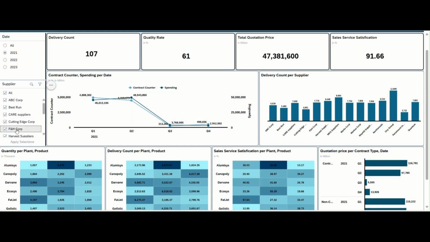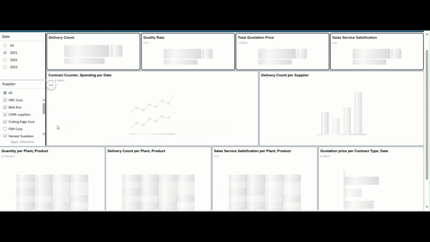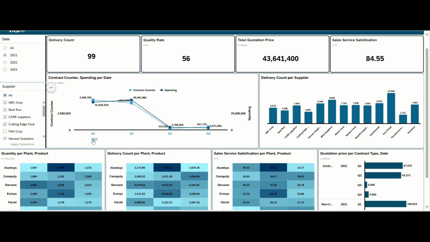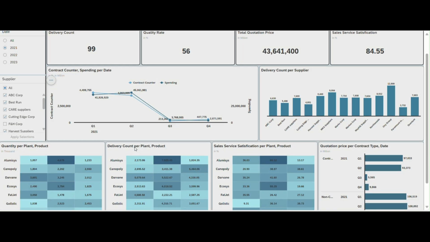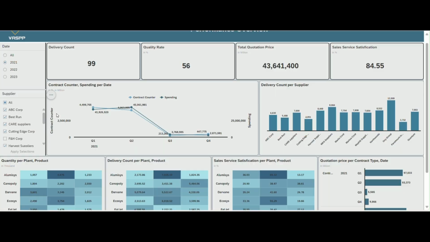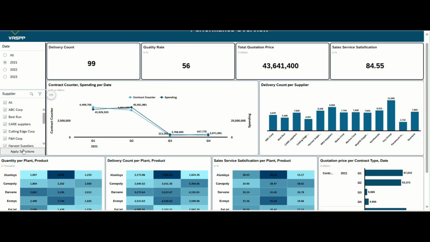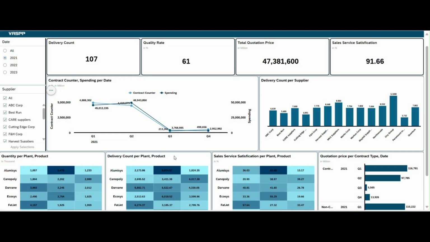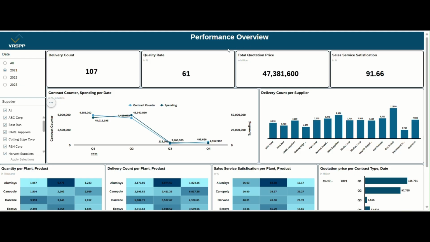This dashboard isn't just a reporting tool. It's a strategic asset that delivers real business value across your procurement operations. Let's start with end-to-end transparency. With just a few clicks, you get a complete picture of your procurement performance, from how much you're spending and how often you're ordering to the quality of deliveries and satisfaction with services. This empowers you to make informed, data-driven decisions without second-guessing.